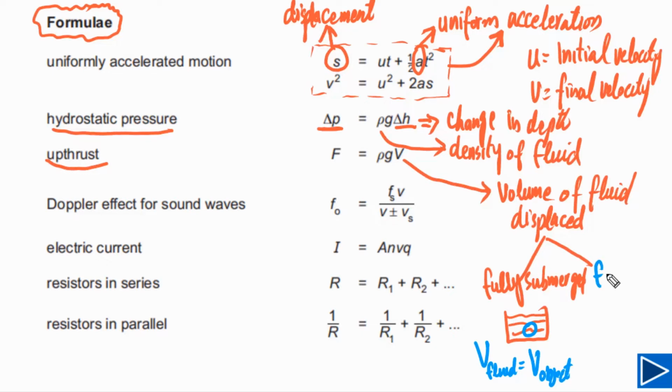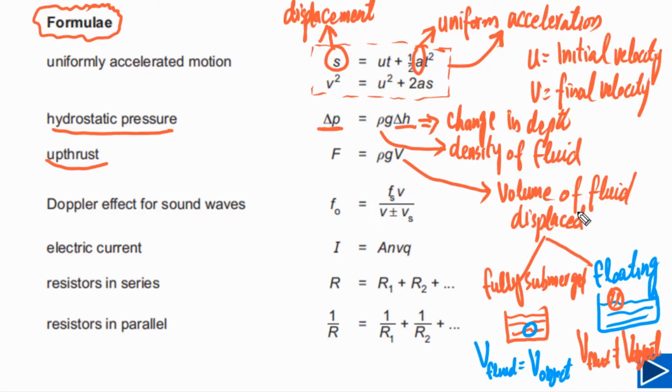But when object is floating, you can understand simply from here. Let's say we have this liquid and object is floating. In this case, object is somewhere here. In this case, volume of fluid displaced and volume of object are not the same. So you have to be very clear about this.